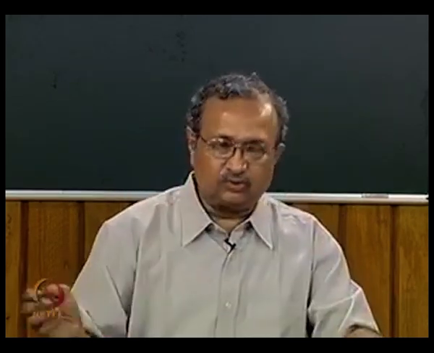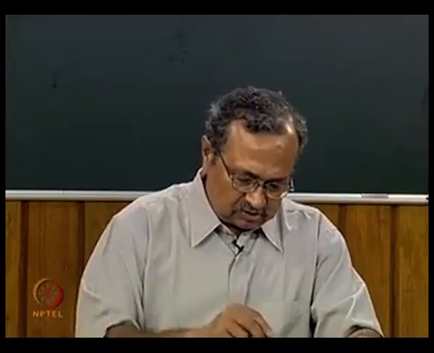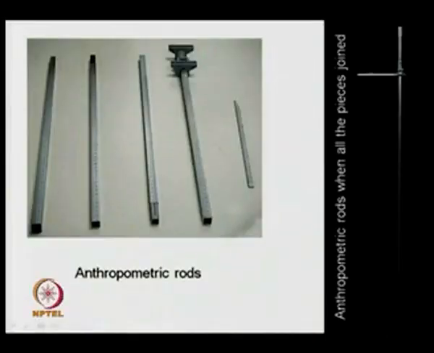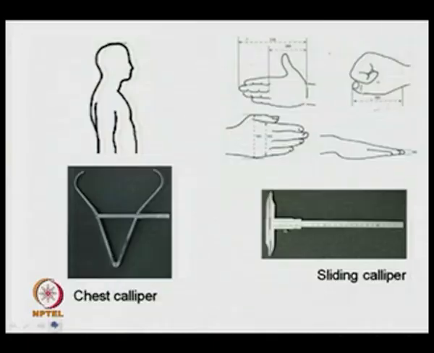The rod sets, whatever we demonstrated right now, look like this, and when you join one after another, it becomes a total rod set. Means anthropometric rods, when all the pieces are joined, make a total 200 centimeter rod. Now, for the calipers we showed right now, the chest caliper and so on, to measure this distance, use the sliding caliper for this type of measurement.